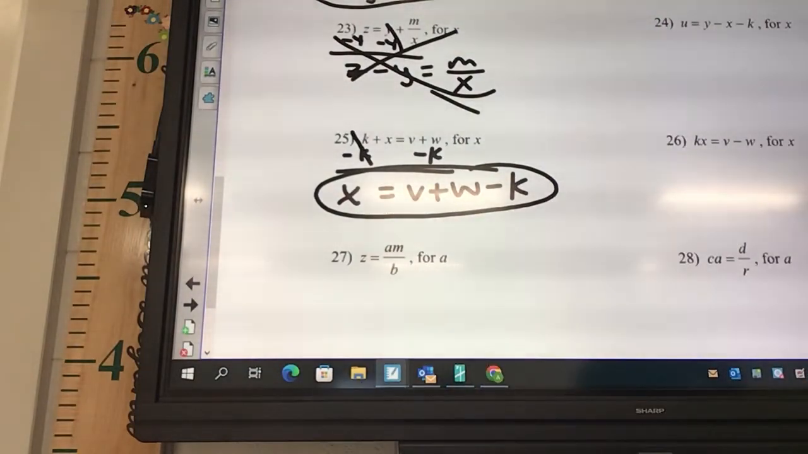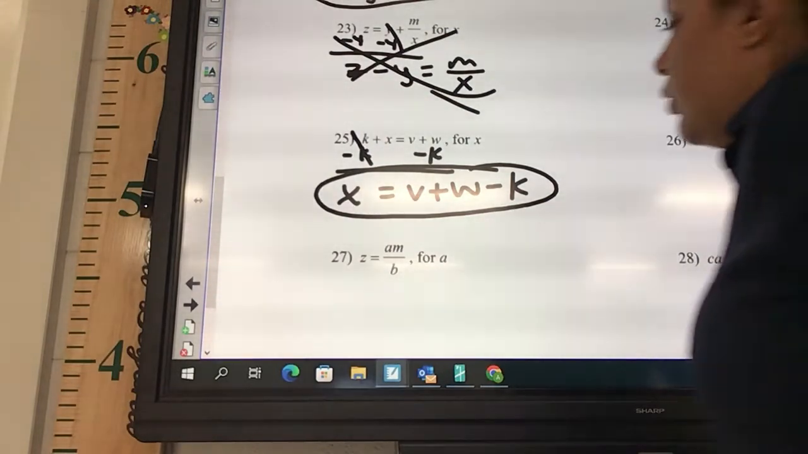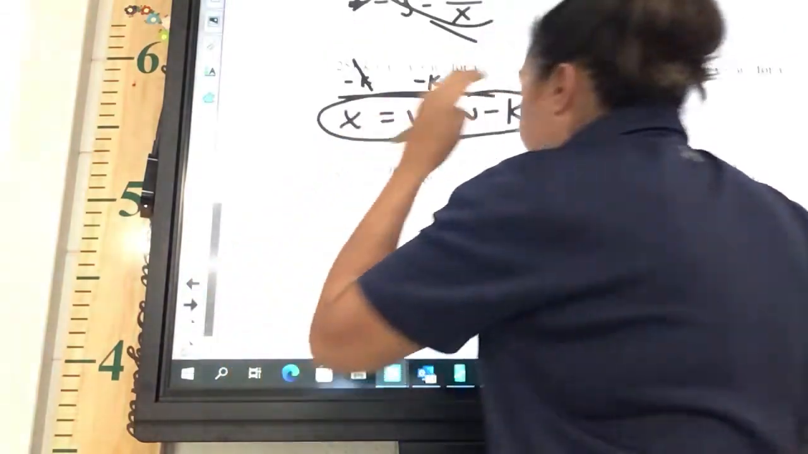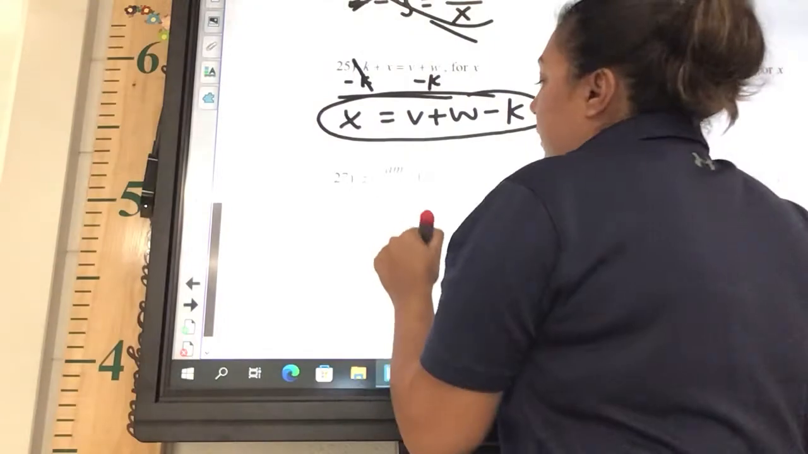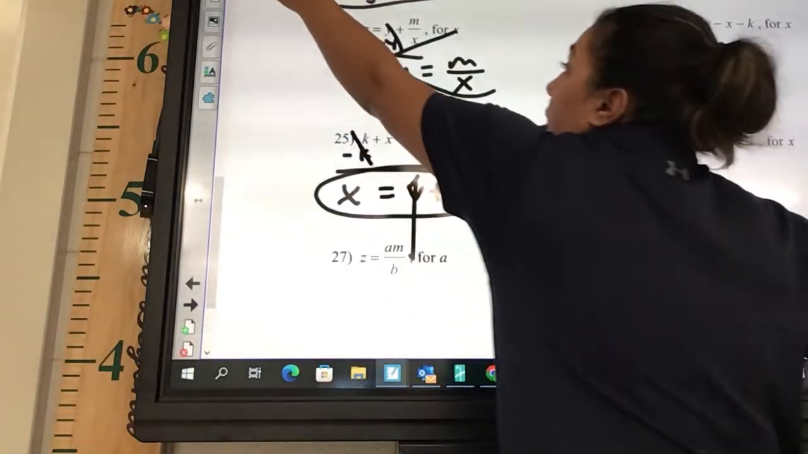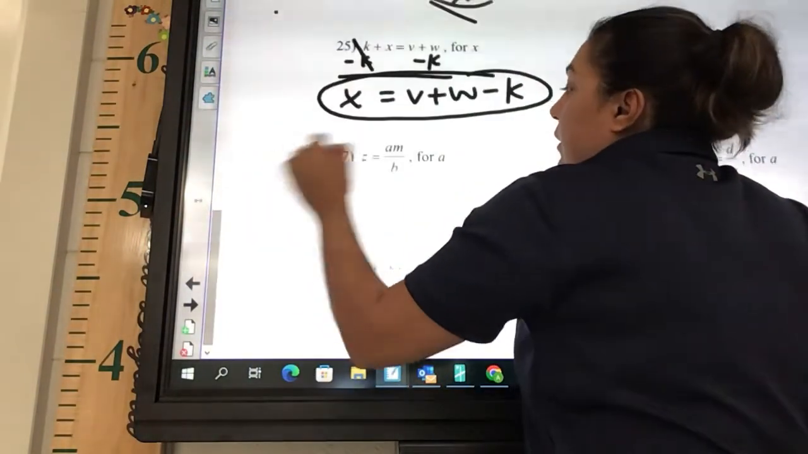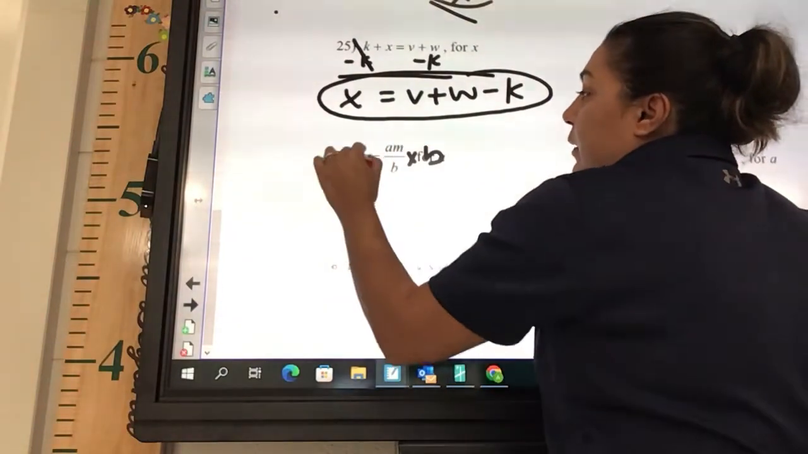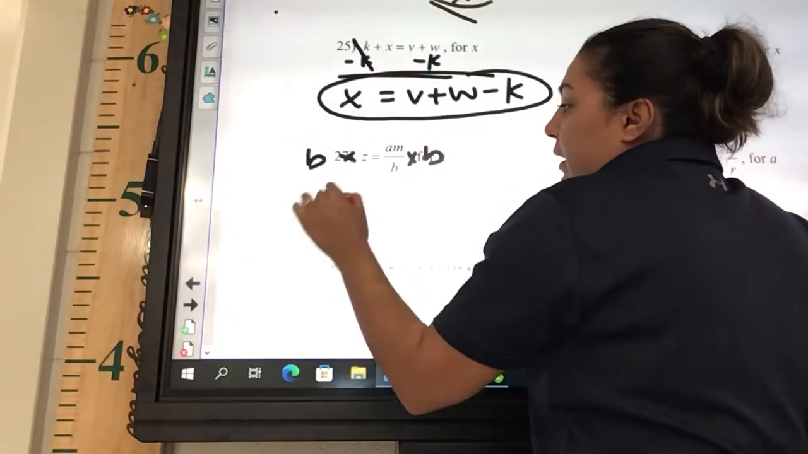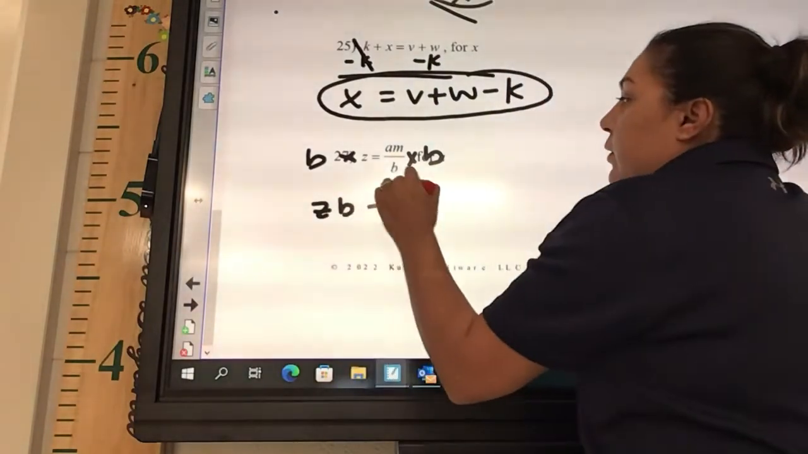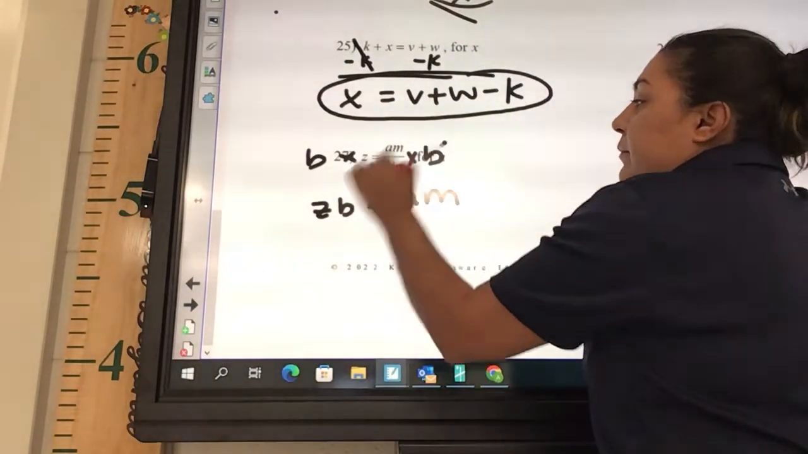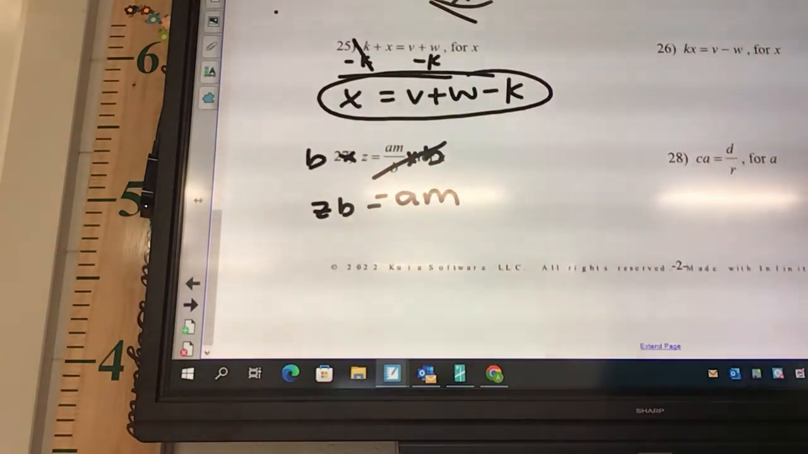Okay, last one, 27. I got am divided by b, and then l equals z. So I'm trying to move everything but the a. So my first step is to get rid of this bottom. So we're going to say times b, times b. So on this side I got zb. Okay, zb is the same as z times b equals am. Okay, and I'm trying to solve for a.